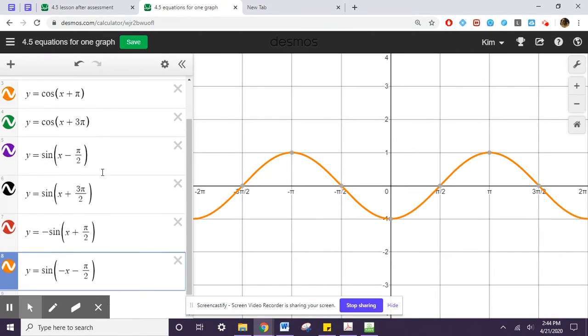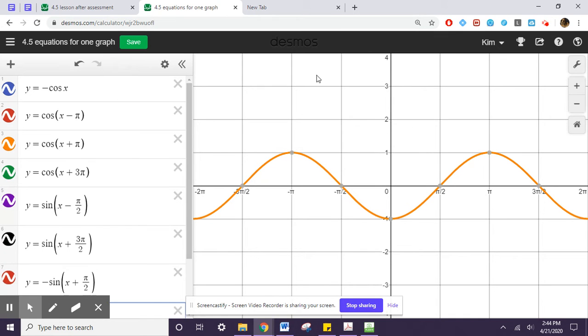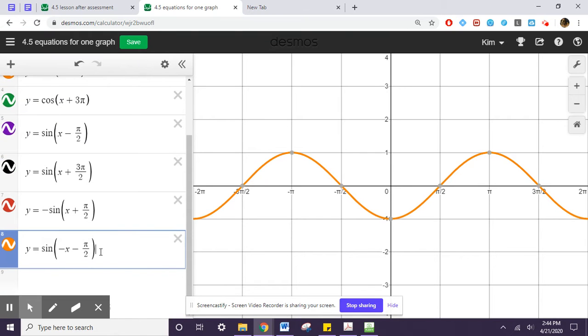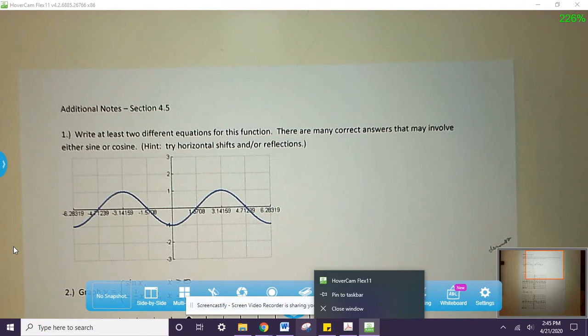So if you have an answer that does not appear here and you want to check it, just go to desmos.com and you can graph one of the correct equations and then graph the one that you have and see if it matches. So that's number 1 from today's worksheet.